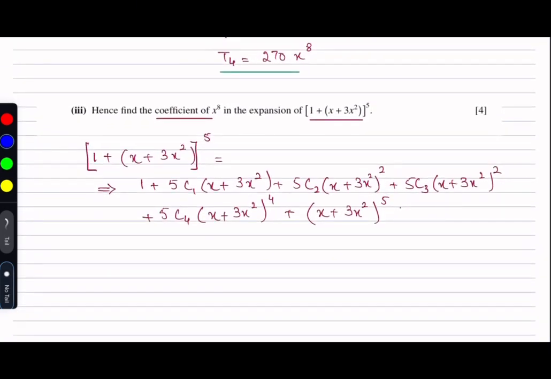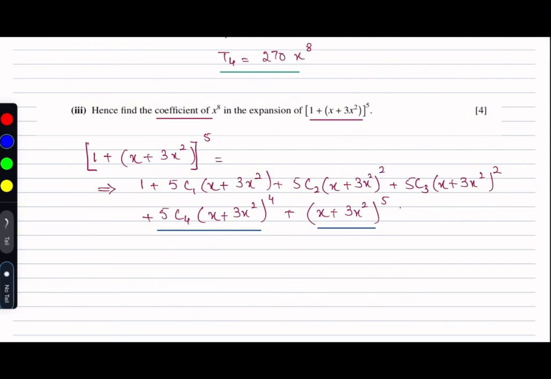So here my concern is the terms for 5c4 into the expansion of (x plus 3x squared) to the power 4, and then (x plus 3x squared) to the power 5. For the rest of the terms, obviously 1 is not giving me the coefficient of x to the power 8. Here the highest power is x squared, and x to the power 8 is required, so this is not the required solution. If I expand (x plus 3x squared) the whole squared, I can see that the highest power is x to the power 4, which is again not required.